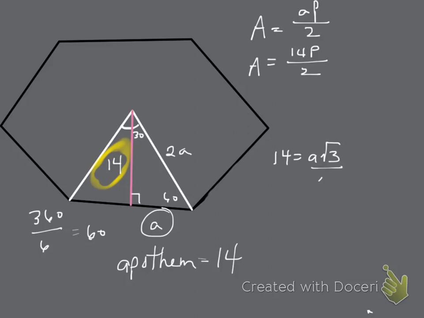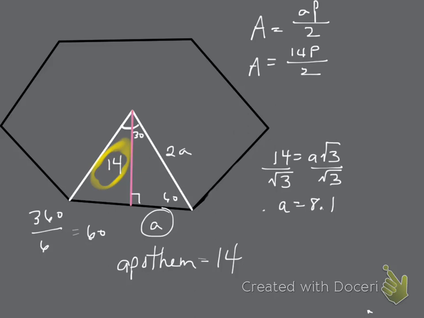As I solve for a, I'm going to divide both sides by the square root of 3, and I'm going to end up with 14 divided by the square root of 3. Because we're going to work with this number a little bit further, we're not going to rationalize the denominator. We'll do that in our calculator to get an approximated number. So a is equal to 8.1, which is just 14 divided by the square root of 3. I didn't keep it in simplest radical form because I'm going to work with that number.